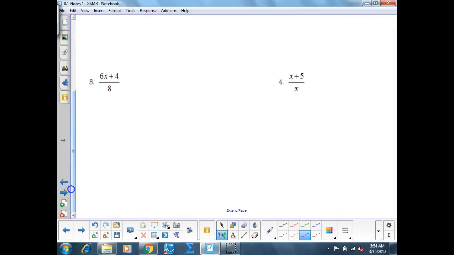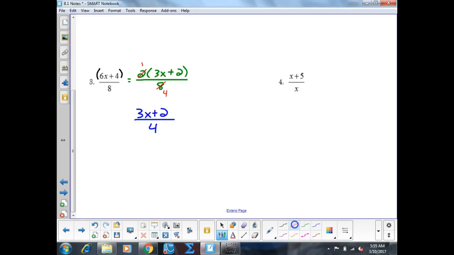In number 3, same thing as what was going on in number 2, except now a 2 can be factored out of the top. And now that that 2 is out in front, we can divide it by 2, divide 8 by 2, leaving me with 3x plus 2 all over 4 as my final answer.